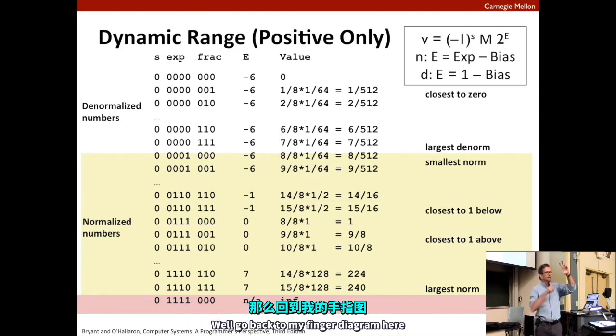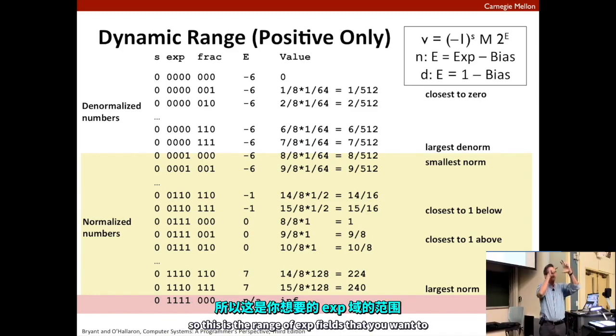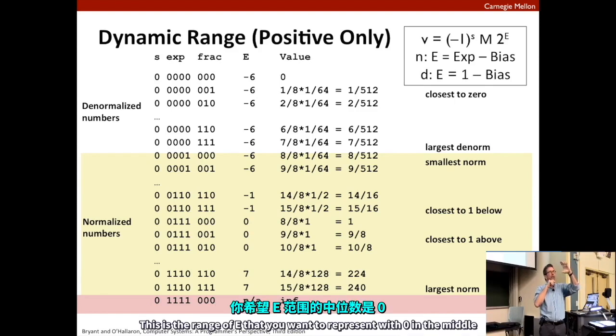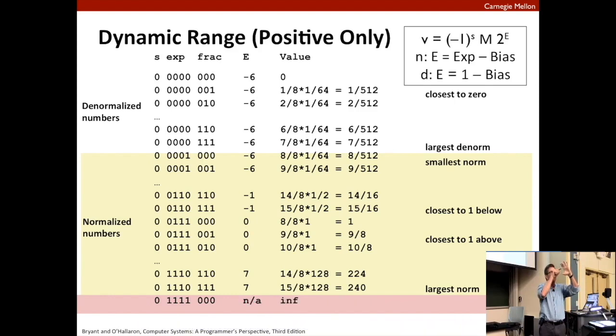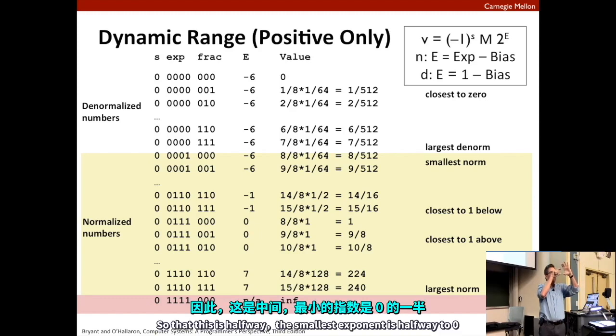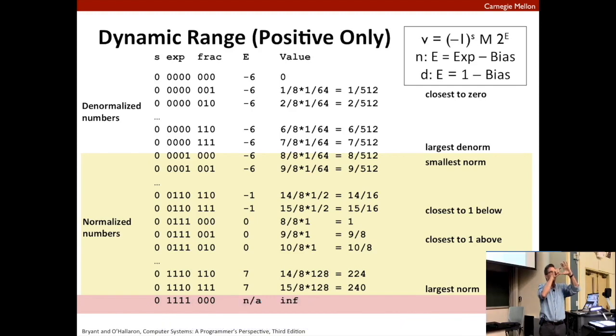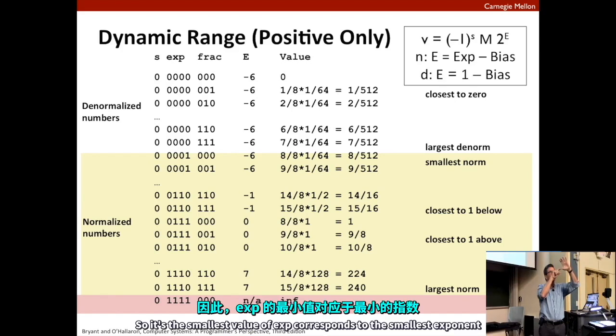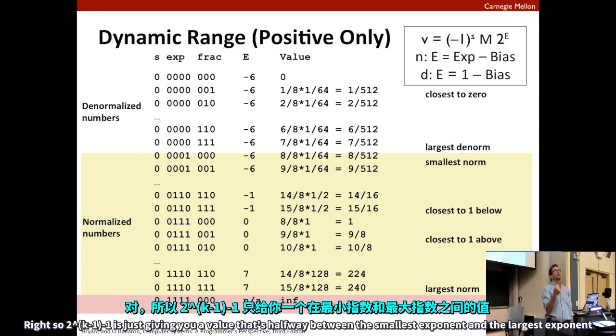Well, go back to my finger diagram here. This is the range of E that you want to represent, with 0 in the middle. And so you want to bias it so that the smallest exponent is halfway to 0. So you want the bias to shift it up so that the smallest value of EXP corresponds to the smallest exponent. Right? So 2 to the k minus 1 minus 1 is just giving you a value that's halfway between the smallest exponent and the largest exponent.